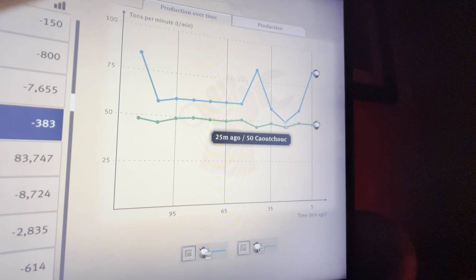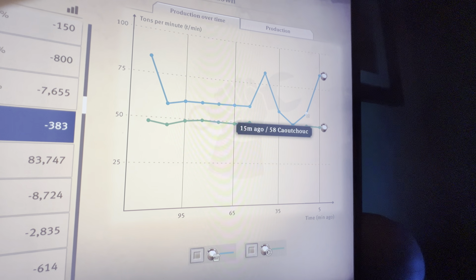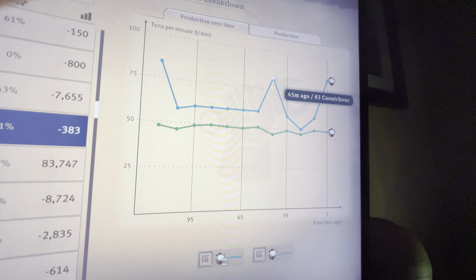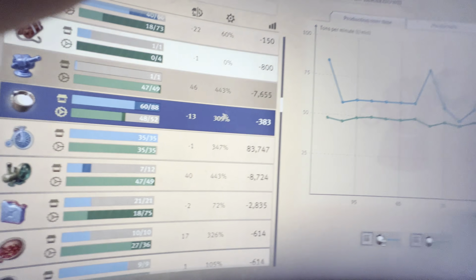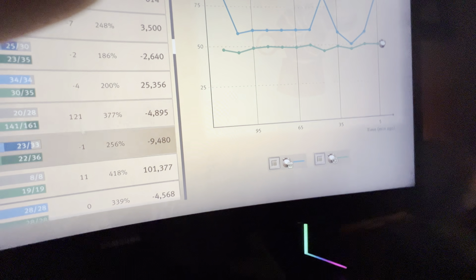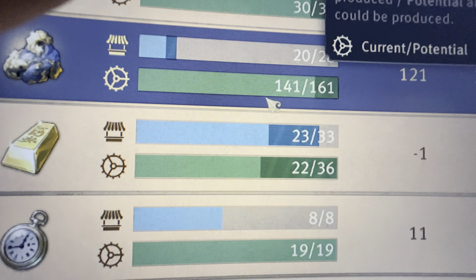What am I supposed to do? Just look at that. It goes up by a little bit, and then look at this, up to 83, and then just collapses in 5 minutes, 10 minutes. Actually crazy. And then you have things like this. I'm producing so much more than I need.